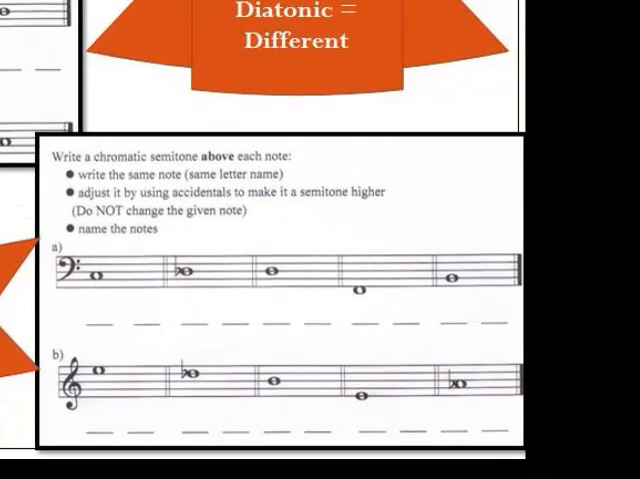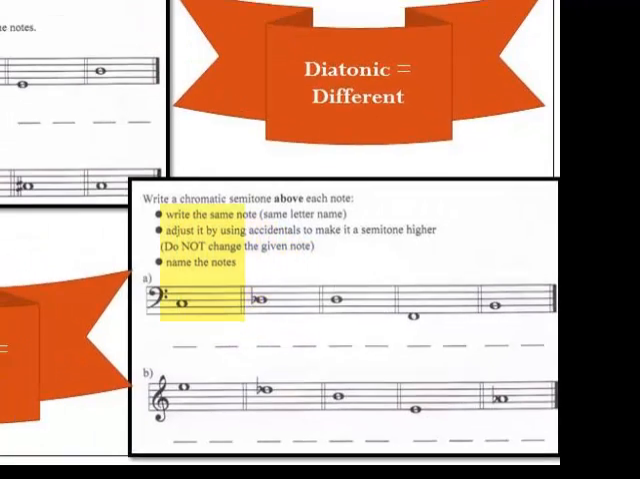Number 21, you're writing a chromatic semitone above these notes. Remember, a chromatic semitone is going to have a common letter name or the same letter name. Whatever is given is going to be the note name that you're using. Our first note that's given is a C. So we're going to have a chromatic semitone above the C would be C sharp. Be careful when you're writing a chromatic semitone above a note that has a flat, because you'll probably have to write a natural there.